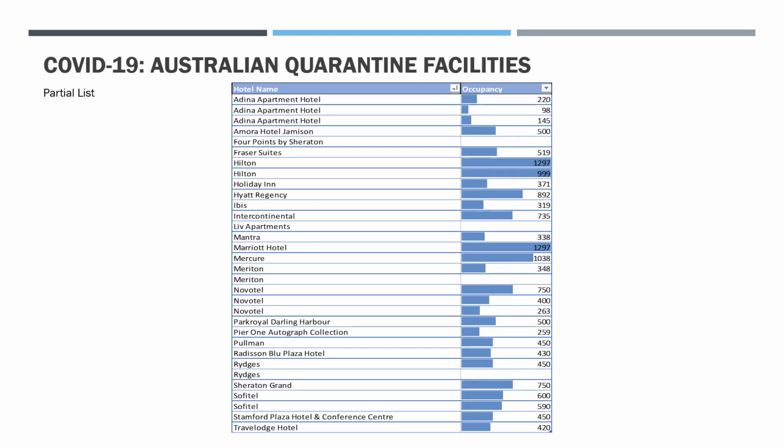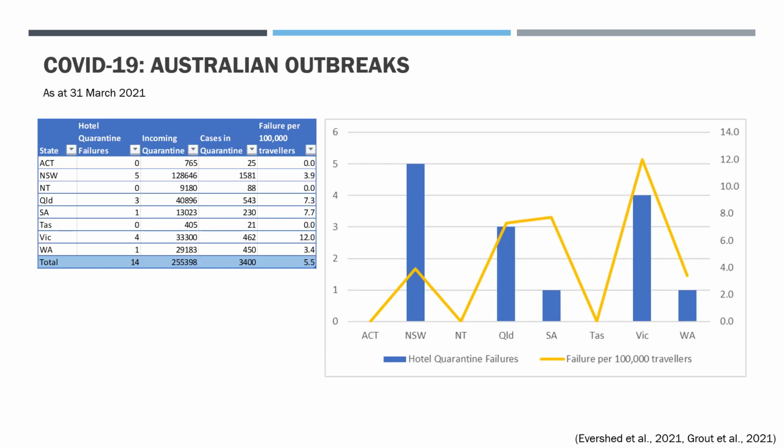There isn't a comprehensive list of quarantine hotels, as not all states choose to publish them. I've put together this partial list with their occupancy numbers. Most of our outbreaks have originated in hotel quarantine, with all states except Tasmania and the Territories having had outbreaks. While New South Wales has had the most failures, Victoria has had the most per 100,000 travellers.